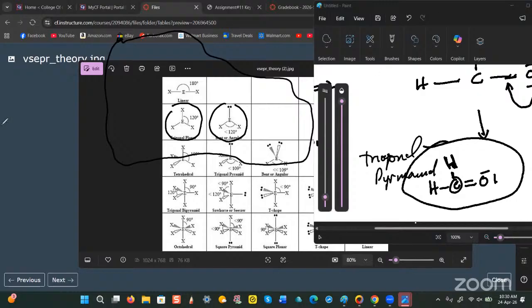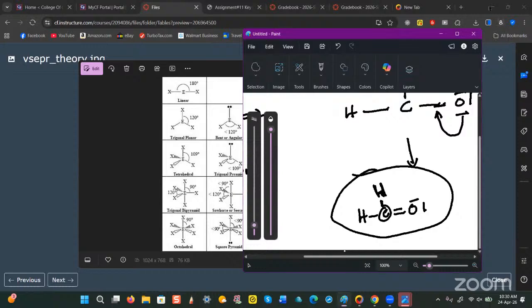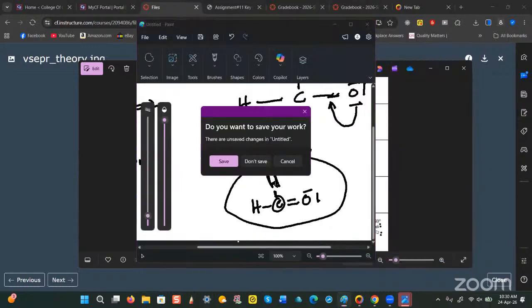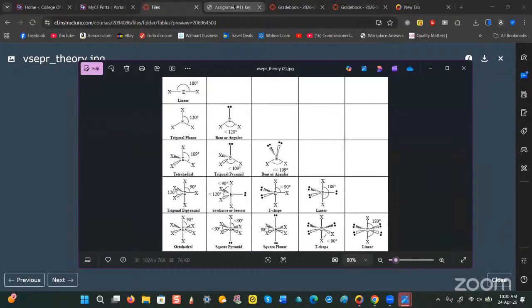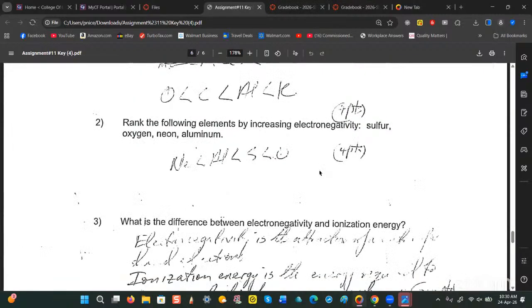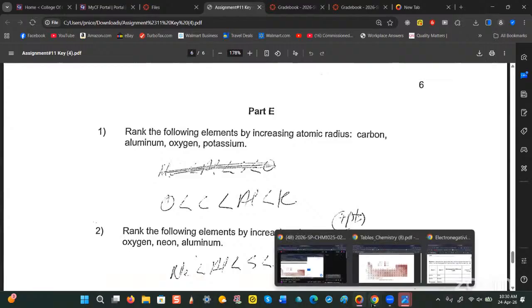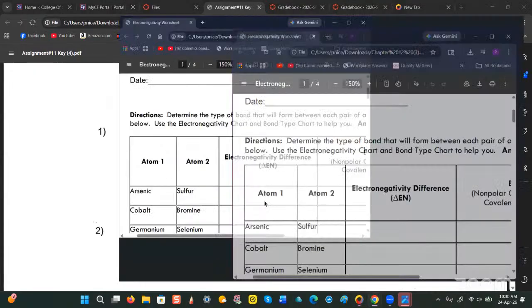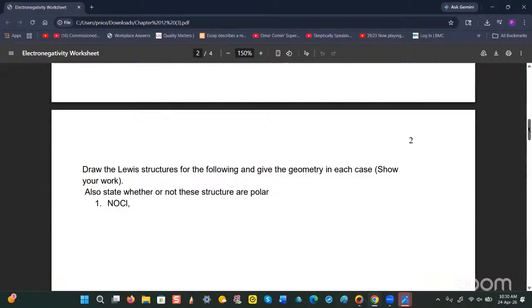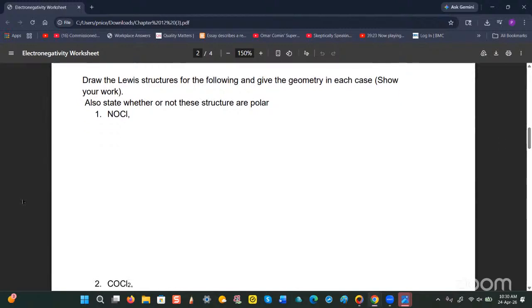So let me clear this here to avoid confusion. And let me get rid of this. And let me get to, okay, what is this here? Oh, that's a previous assignment. Where did this come from? Okay. All right, so let's scroll down to this problem right here.